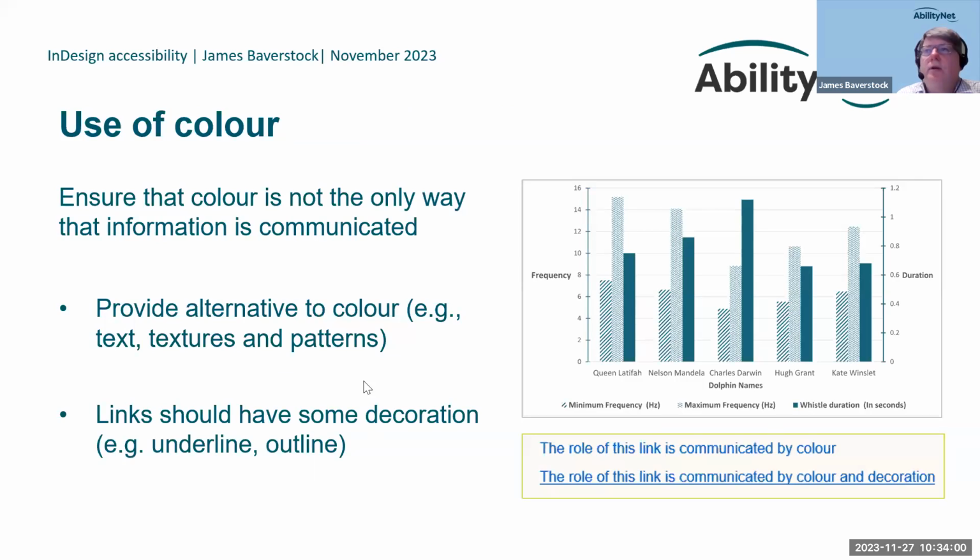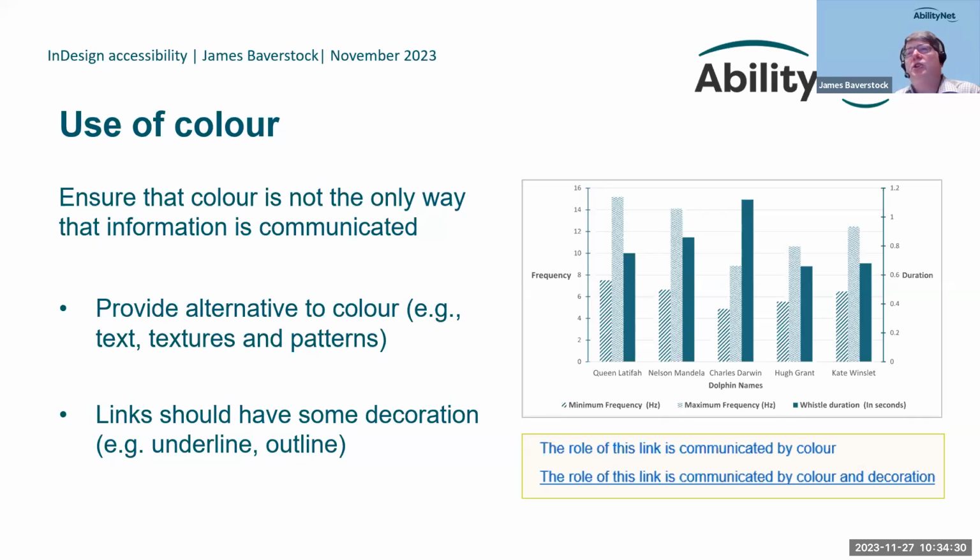So first of all, a really important consideration is around use of color. We really want to ensure that where we're using color, it's not the only way that information is communicated. We may have users who are colorblind or have low vision, or are completely blind and not able to perceive color at all. So we don't want to rely on color vision to communicate information.